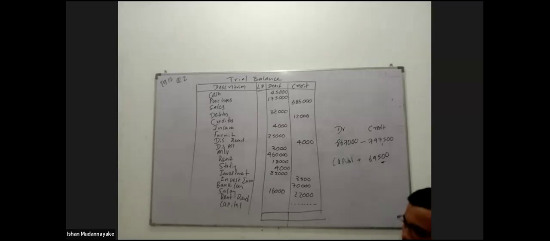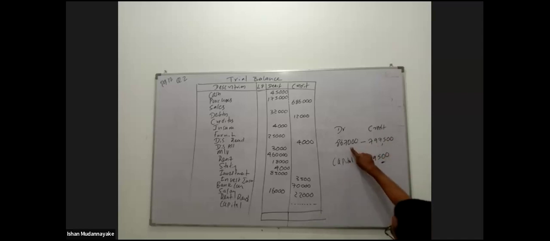Debit side total amount, right? According to Tisasna, debit side total amount 867,000. Credit side total amount 797,500. And then my debit side total minus credit side total, then 69,500 is the capital account balance. Is it correct?